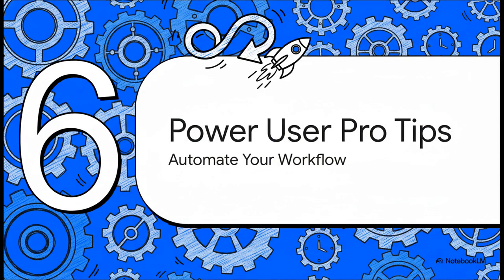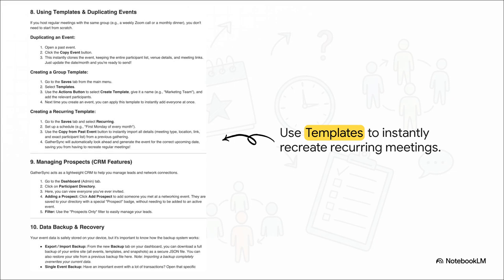Section 6. Power User Pro Tips. Once you master the basics, these advanced tools put your organizing on absolute autopilot. The real beauty here is that you literally never have to start from scratch again. Say you've got a weekly Zoom sync or a monthly dinner club, you can create group templates to instantly pull in your regular attendees. Or you can just hit the Copy Event button to duplicate a past event, and it pulls over the venue, the links, the participant list, the whole shebang.